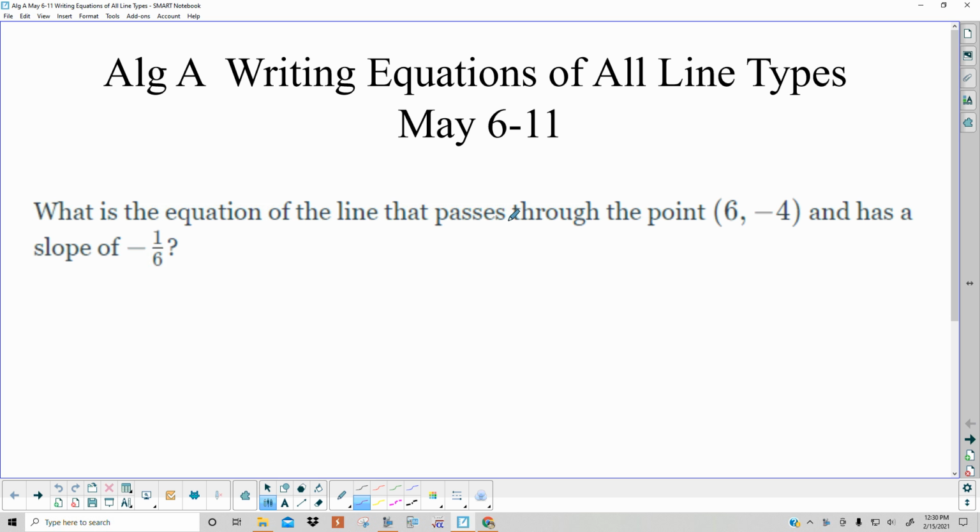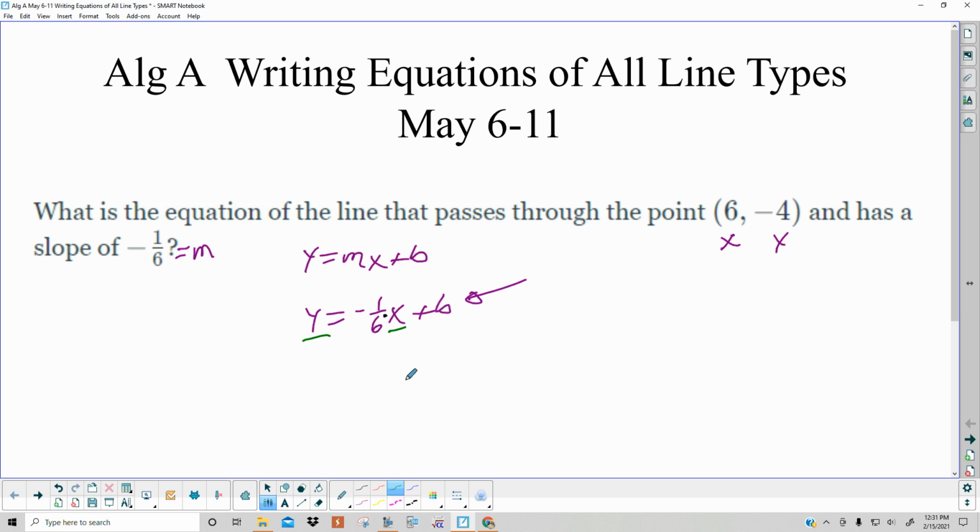What is the equation of a line that passes through this point and has a slope of that? They didn't specifically state it, but they're wanting you to write it in slope-intercept form. You know this is the slope, so I could fill that in: negative 1/6 x plus b. Now what I don't know is b, but I do know this x and this y. So I'm going to fill in the x and y where they belong and figure out what b is.